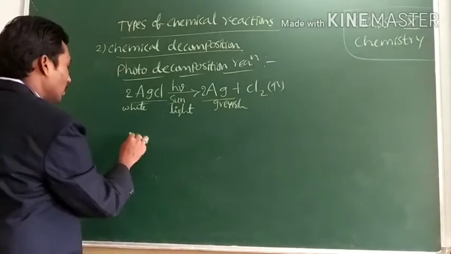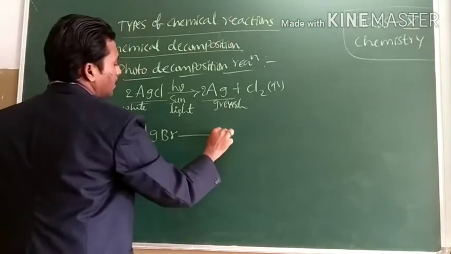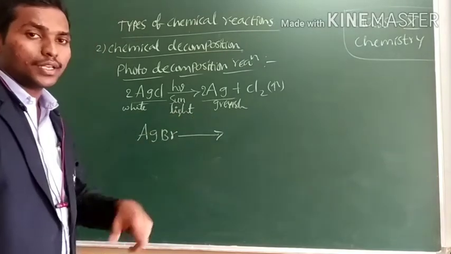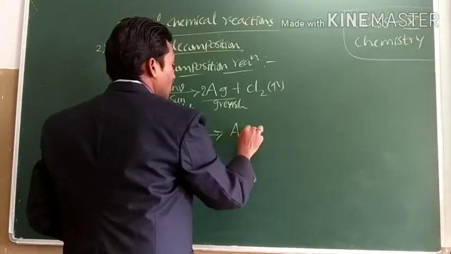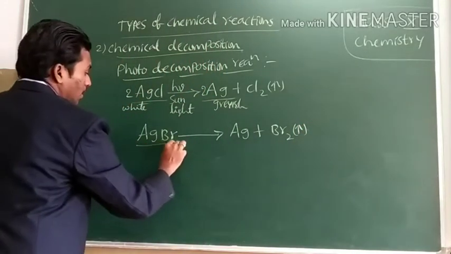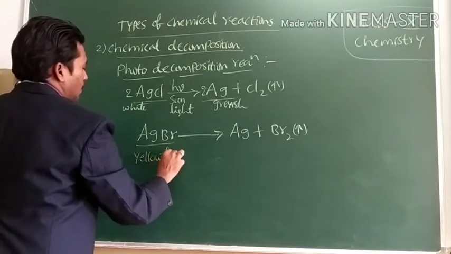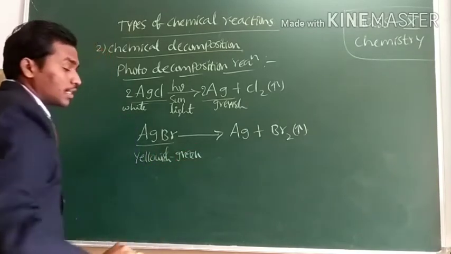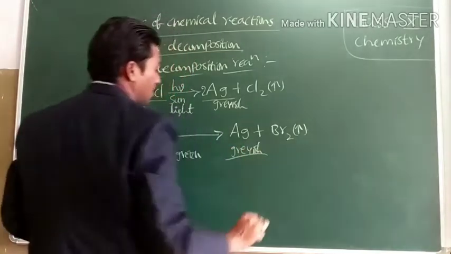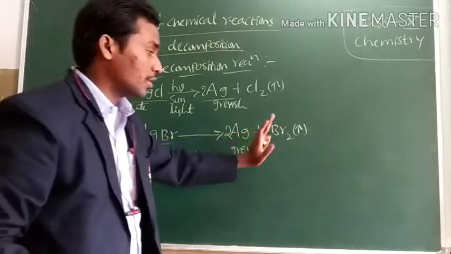See one more example: decomposition of silver bromide. When you place this silver bromide in the sunlight, it also changes to silver metal and releases bromine gas. But this silver bromide is a yellowish green color compound which turns to grey color. The balancing right over here: 2 AgBr gives rise to 2 Ag plus Br2.